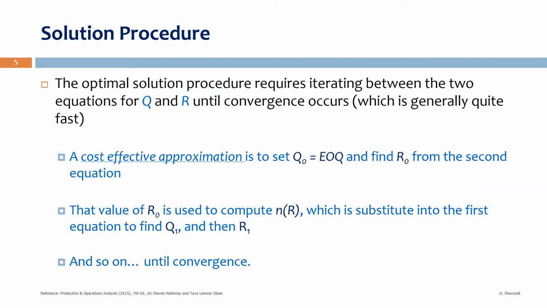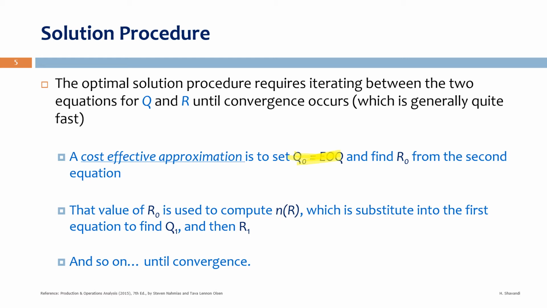So for the solution procedure, as I said, we need to start from a starting point, an initial value for Q, which we can set as the EOQ, right? We can actually ignore the uncertainty, and by assuming that demand is constant at lambda, we can obtain the EOQ value here.